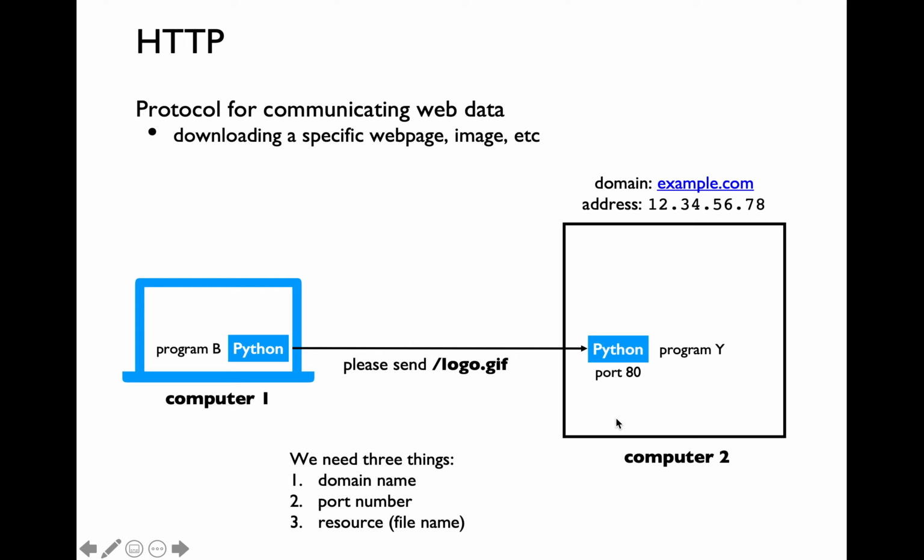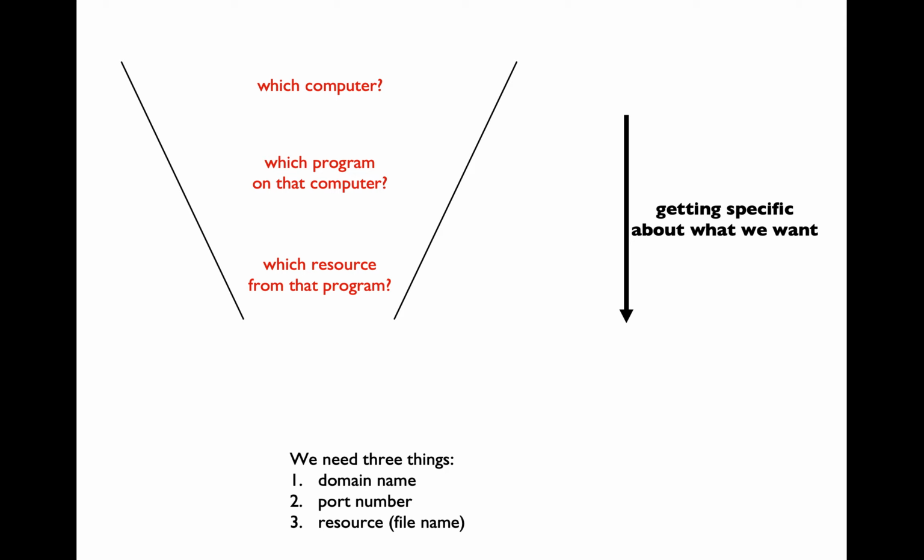The third thing which you need is what is called the resource. You can think of this as the file name, which is going to refer to the file within the remote server which you want to download onto your laptop. When you funnel all of these three things together, you get what is called a URL. URL stands for Uniform Resource Locator.